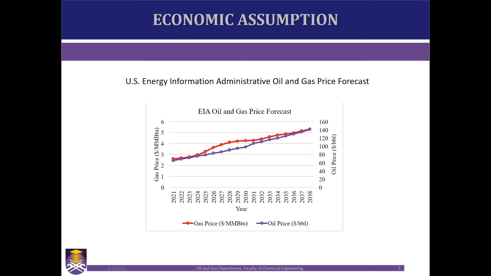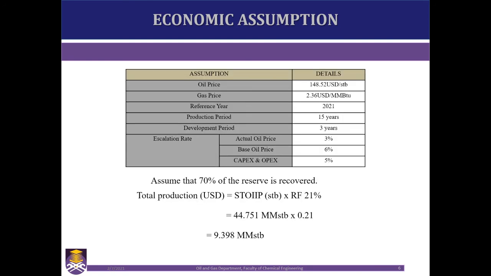For gas price and oil price, we would like to use the US EIA oil and gas price forecast. This is the EIA oil and gas price forecast between year 2021 and 2038. In this table, the oil price is 148.52 USD per STB, and the gas price is $2.36 USD per MMBTU. This price refers to the year 2021, and the production period will be 15 years and the development period will be 3 years.